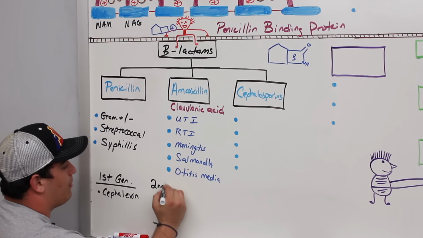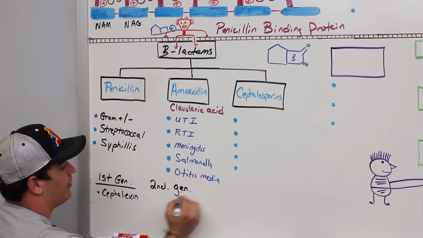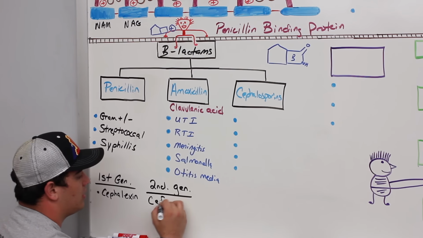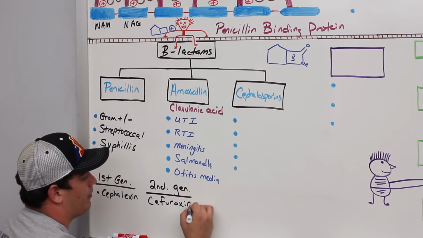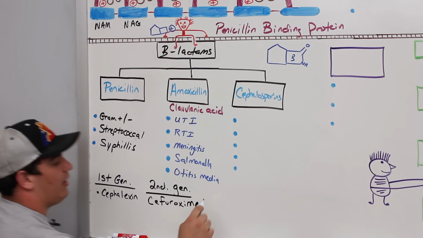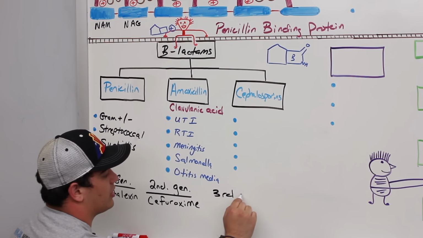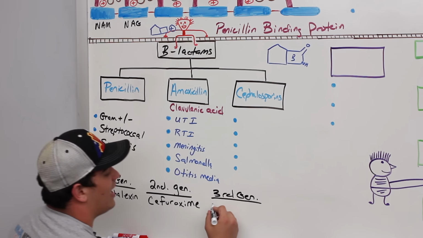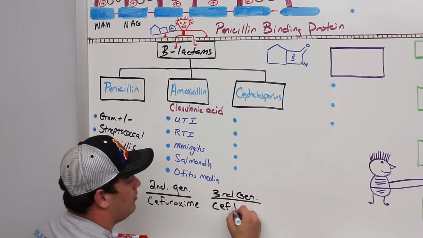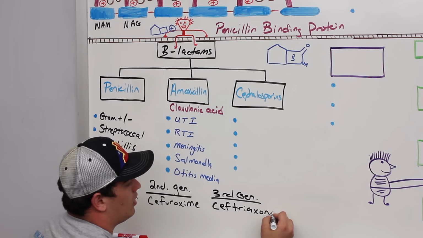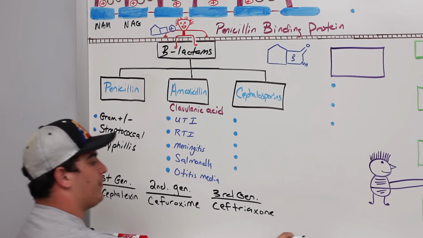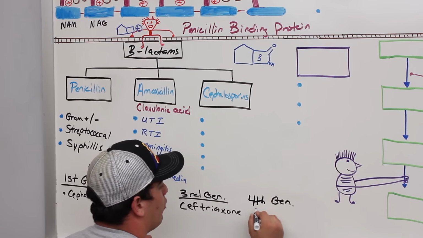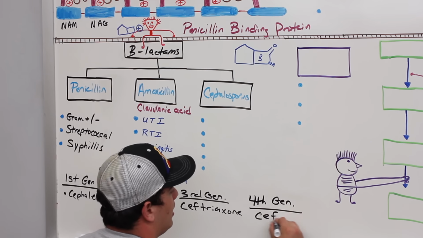Then we could take, for example, a second generation, which would be like cefuroxime. And then we could take a third generation cephalosporin, which could be like ceftriaxone. And then there's even fourth generation, which would be like cefepime.